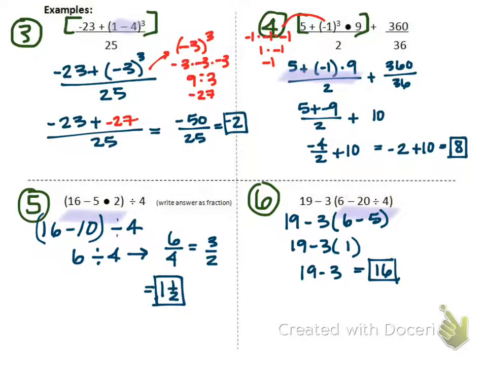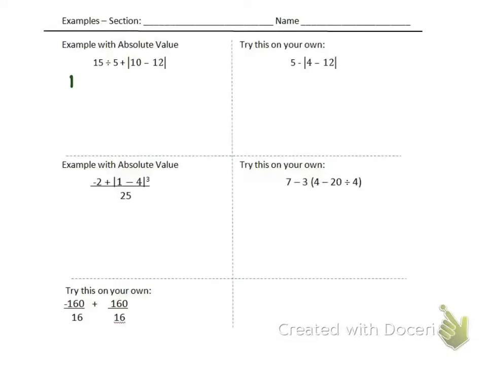Alright, let's take a look at 2 more examples, and you will have a couple on your own. So our next page has extra examples, and these are examples that we're working with absolute value also, since absolute value is a type of grouping symbol. So here we're going to start with this, our 7th example.